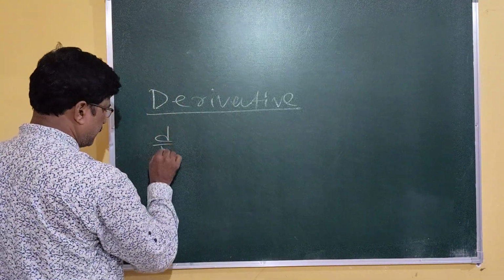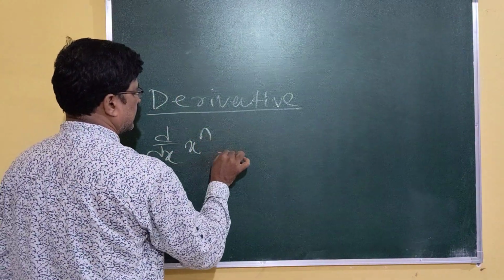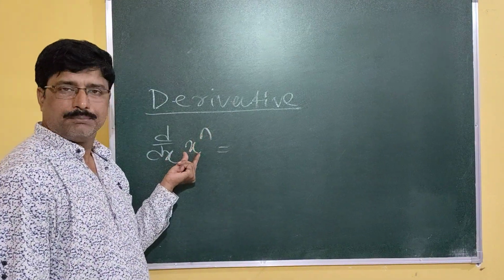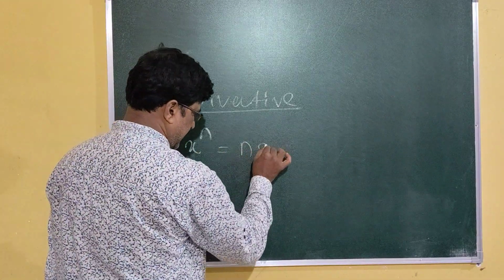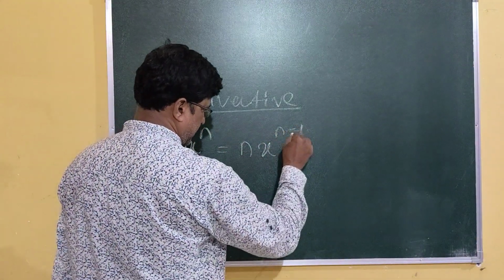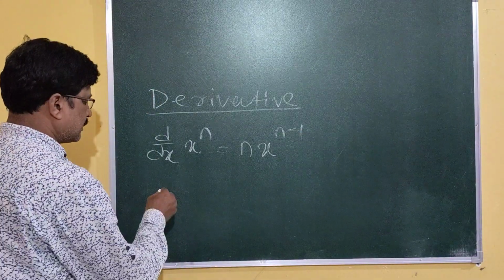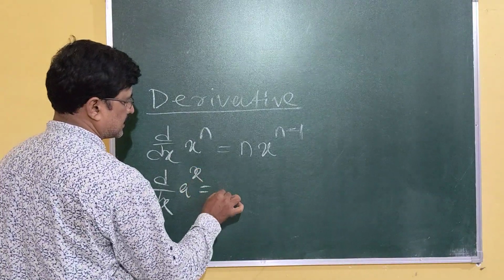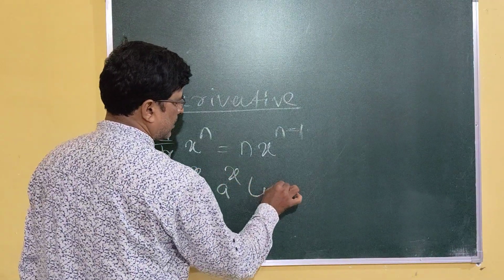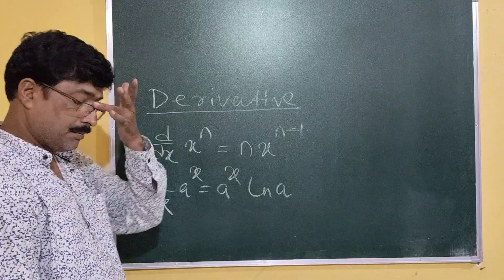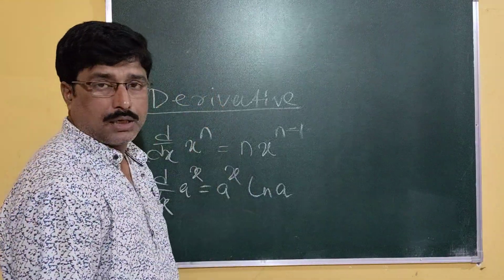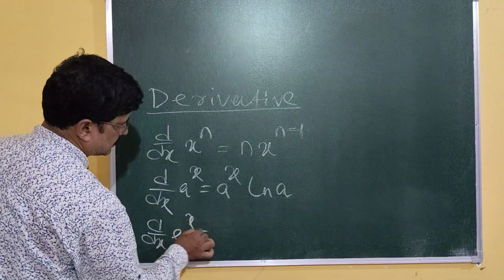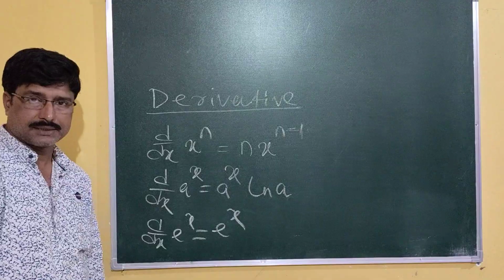Now d by dx of x to the power n, where n is a constant and x is the variable, becomes n x to the power n minus 1. Similarly, d by dx of a to the power x is equal to a to the power x ln a, where ln means logarithm with base e. Similarly, d by dx of e to the power x is equal to e to the power x.